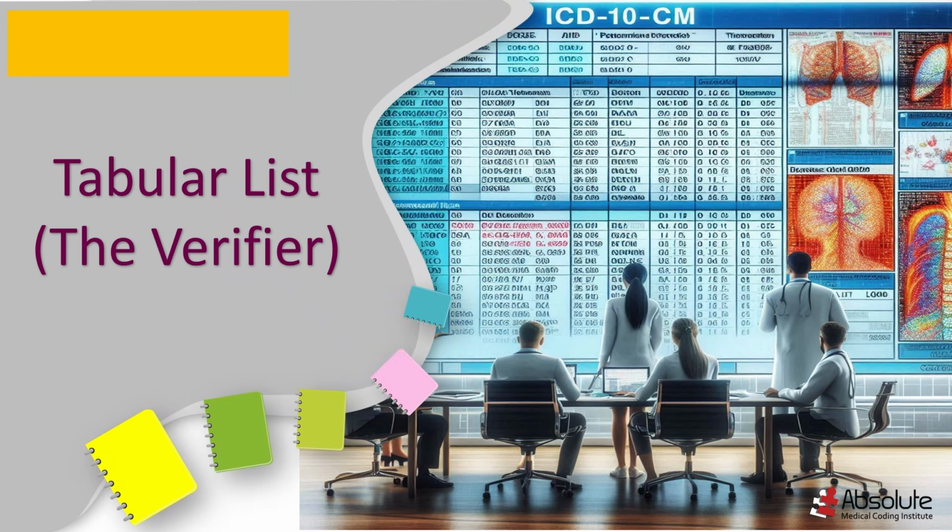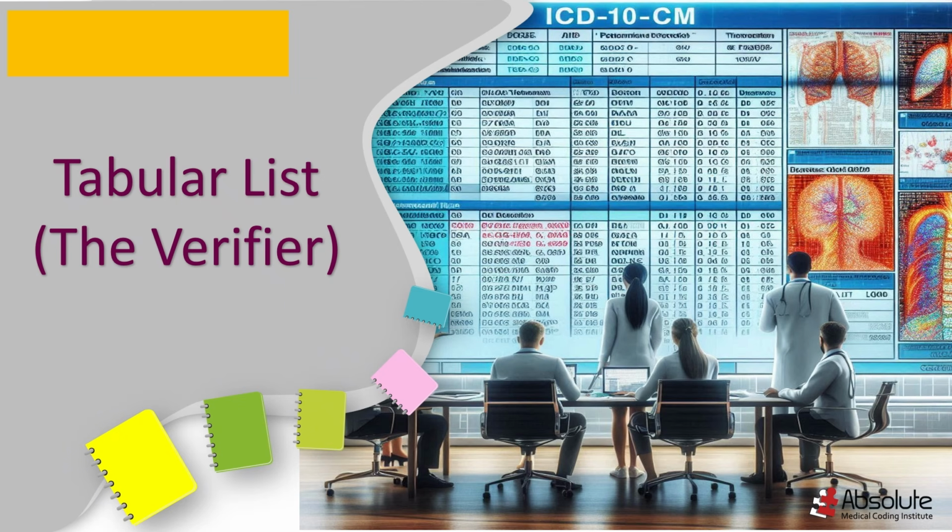The tabular list. This is what I call the verifier because we have to verify everything that we've looked up in the tabular list. Just to give you a little background, ICD-10-CM has 22 chapters, and these chapters house all of the codes whose categories are from A to Z. Now at AMCI, we've determined that if students can remember the category just by looking at the first letter of the category, then they should have an advantage when taking the coding certification exams.